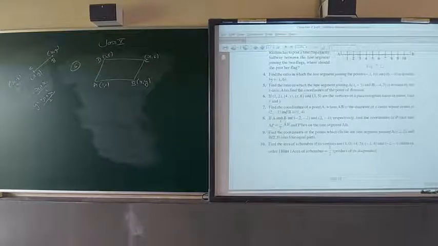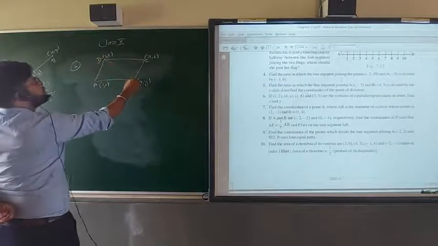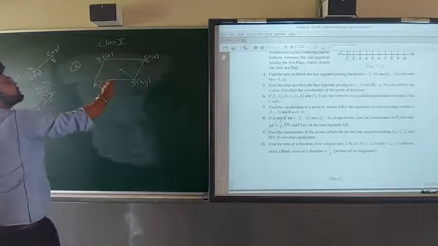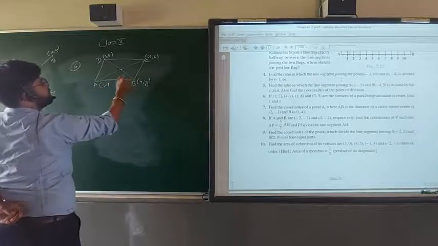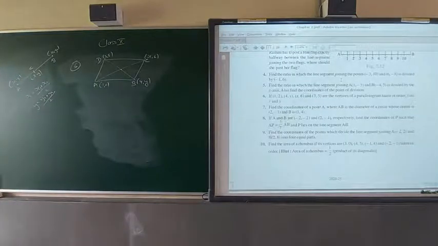If the midpoint is given, we all know the diagonals of a parallelogram intersect each other in equal parts. These are equal. So this will be the midpoint of both BD and AC, having the same midpoint. So now what can you do? I have to find this midpoint.